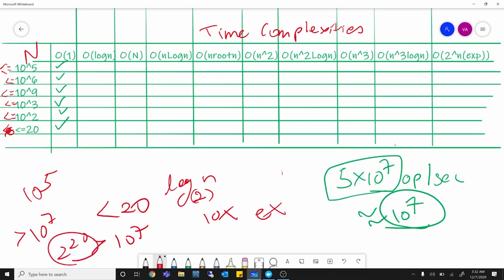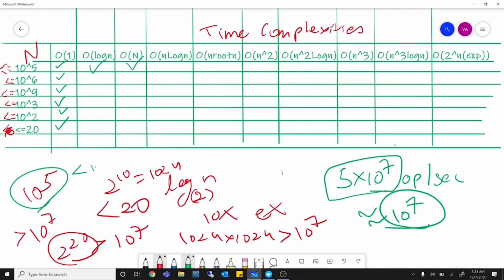How do you get this? It is simply that we know that 2 to the power 10 is equal to 1024, and 1024 into 1024 is greater than 10 to the power 7. So that is something that you can look at later. So looking at this, I can say that log n is a valid complexity. Again, O of n is also valid because n is 10 to the power 5 and 10 to the power 5 is less than 10 to the power 7.